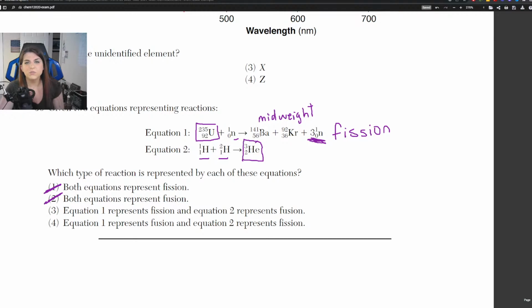Fusion is when you have teeny tiny little elements and they just squish together. So you'd have hydrogens forming helium. You would have a hydrogen and a helium, and they make a lithium. 2 heliums are going to make a lithium. Well, not a lithium. 2 heliums would make a beryllium. Whatever. They're just going to squish together. Fuse. Fusion. They just squish together. So that first one is fission, and the second one is fusion.